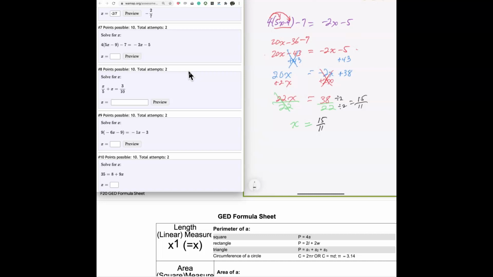Yeah, let's plug that in and see. This is our answer, preliminary answer. And so we're going to plug it in over here. 4 times 5 times 15 elevenths x minus 9 minus 7. That's equal to negative 2x, which is to say negative 2 times 15 elevenths minus 5.